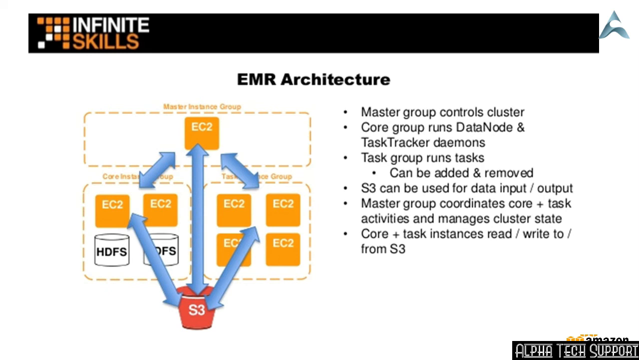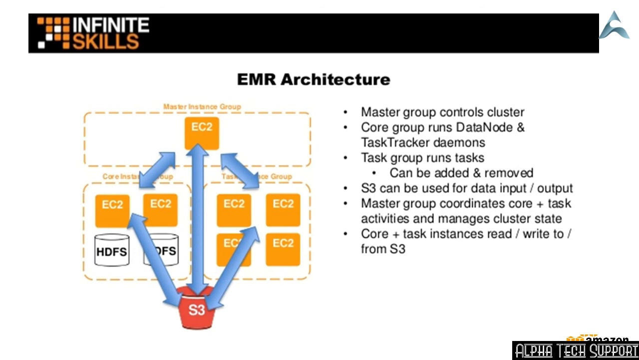Amazon S3 can be used for data input and output for storage purposes. The master group coordinates the core and task activities and manages cluster state. There are the task tracker and job tracker. The job tracker keeps track of individual jobs, and the task tracker keeps track of a task. Multiple task trackers can be tracked by a single job tracker. Similarly, the parent node is a parent of multiple data nodes.